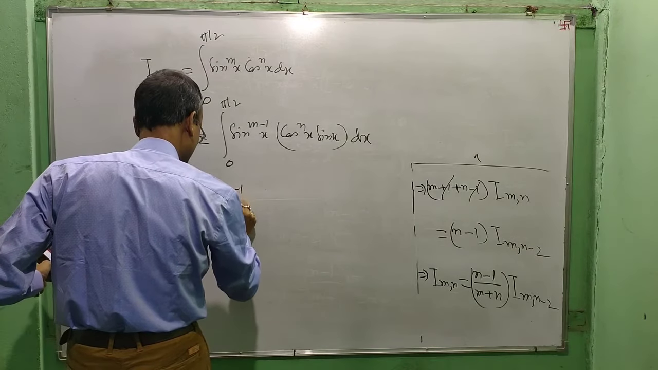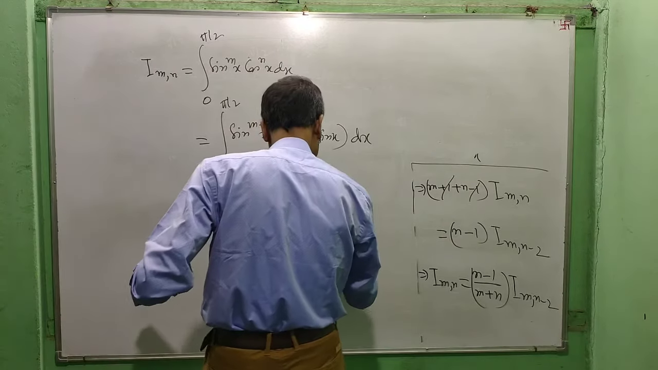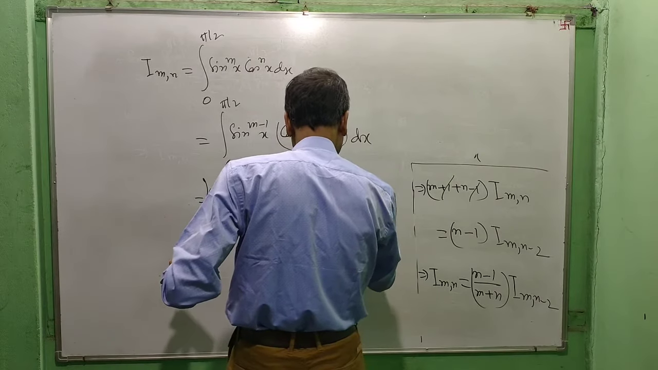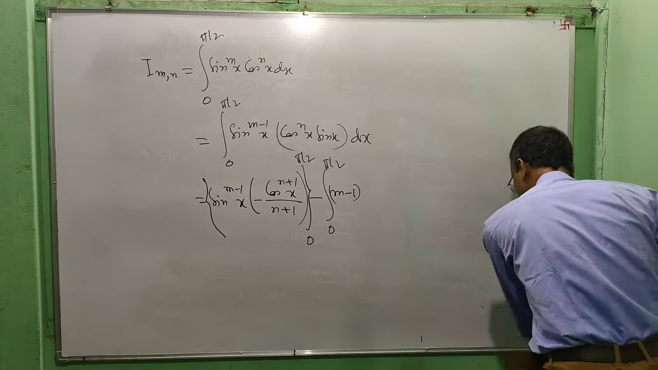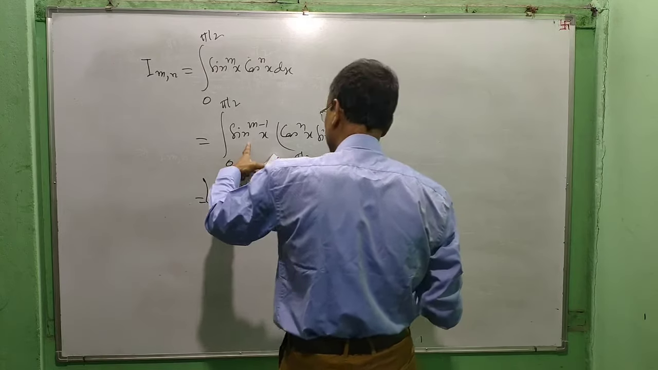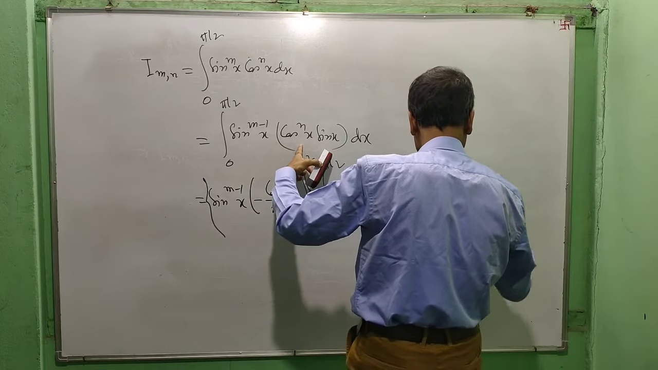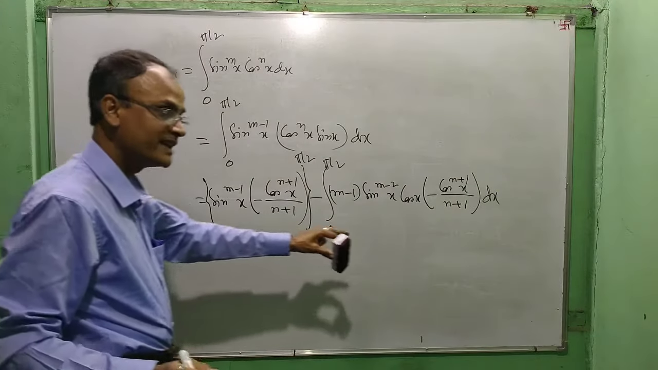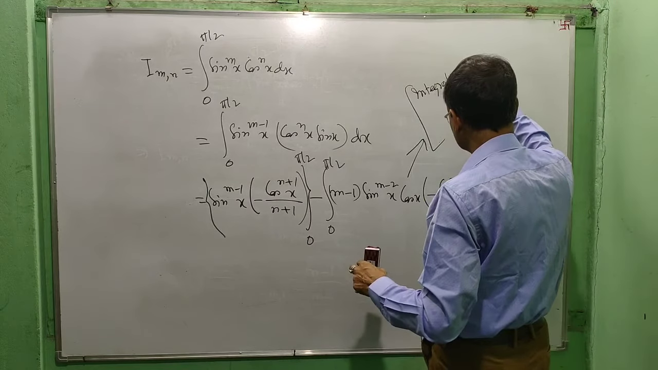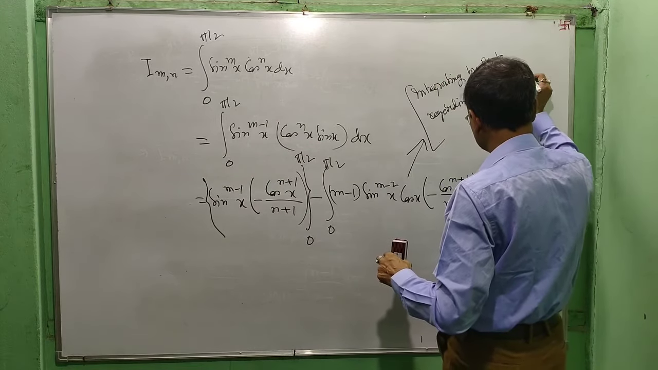First function, sin to the power m minus 1 x, integration of the second function, minus cos to the power n plus 1 x by n plus 1, minus integration, and you will put the limit 0 to pi by 2, m minus 1, differentiation of this, sin to the power m minus 2 x into cos x into minus cos to the power n plus 1 x by n plus 1 into this. You may write here, integrating by parts regarding cos to the power n x sin x as the second function.